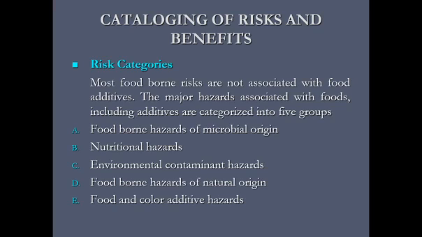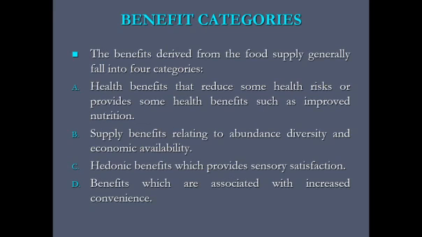Cataloging of risks and benefits. Risk categories. Most food-borne risks are not associated with food additives. The major hazards associated with foods, including additives, are categorized into 5 groups: foodborne hazards of microbial origin, nutritional hazards, environmental contaminant hazards, foodborne hazards of natural origin, food and color additive hazards.